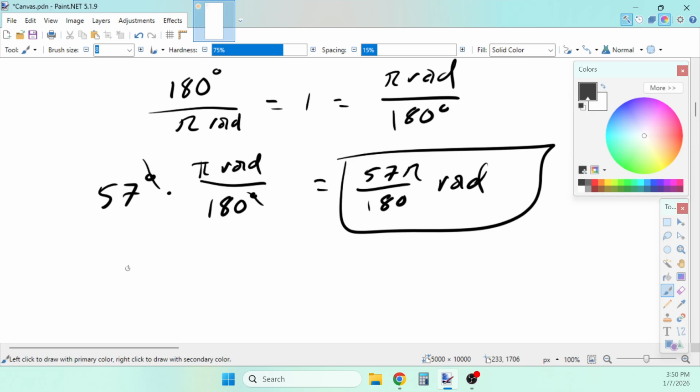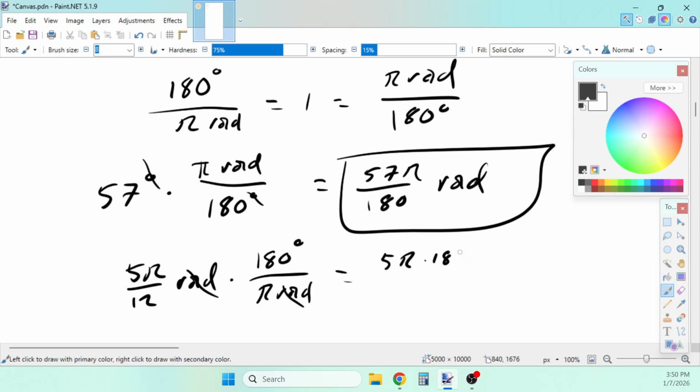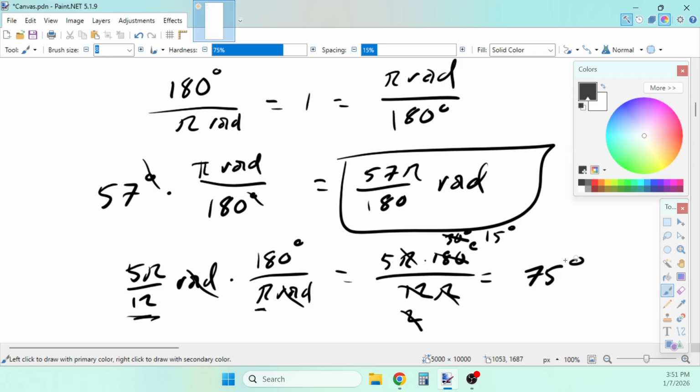If I have 5 pi over 12 radians, and I want to convert this to degrees, I multiply by 180 degrees over pi radians. Radians cancel. This gives me 5 times pi times 180 degrees over 12 pi. The pi's cancel. 12 and 180 share a common factor, so I can cancel a 6 from here and a 6 from here. I can cancel a 2 from here and here. 5 times 15 is 75 degrees.